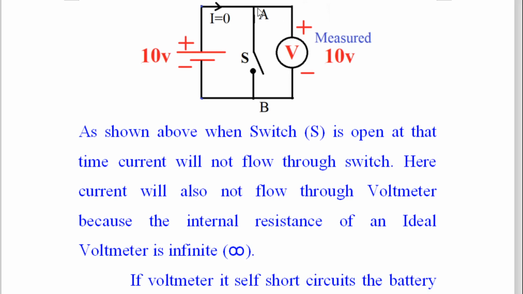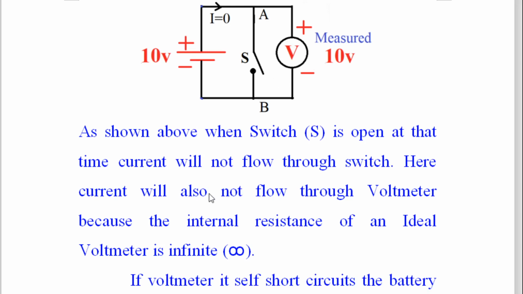Then what will happen, you know? When you connect this voltmeter to the battery, if it is internally short circuited, the voltmeter itself will short circuit the positive and negative of the battery because its internal resistance is zero. And therefore this voltmeter will never measure the accurate voltage, that is 10 volt. It will always show the short circuit voltage as 0 volt. And therefore, for an ideal voltmeter, internal resistance must be as high as possible, and that is infinite.